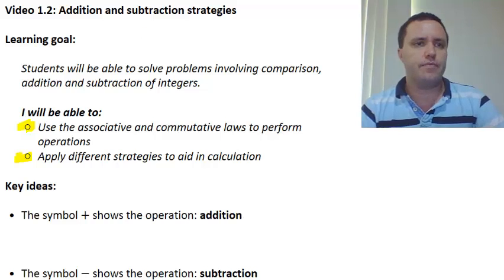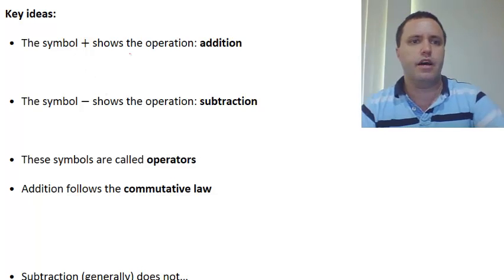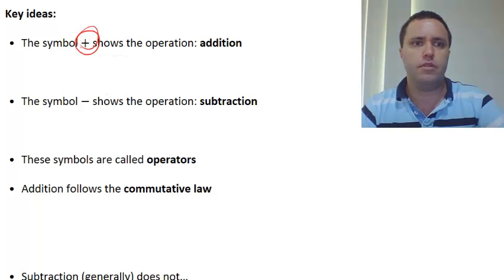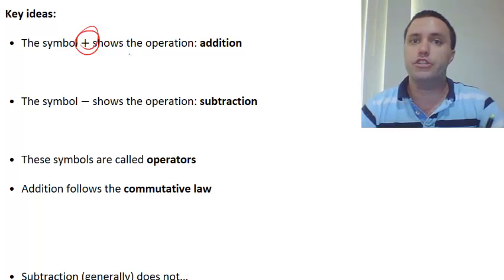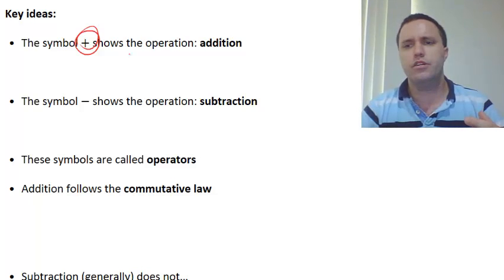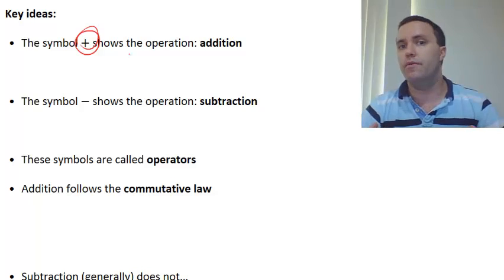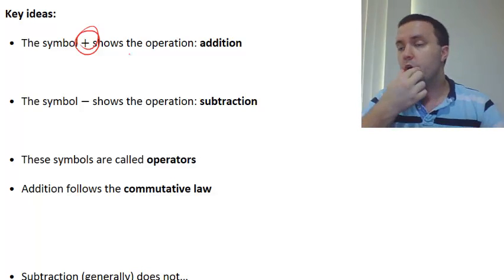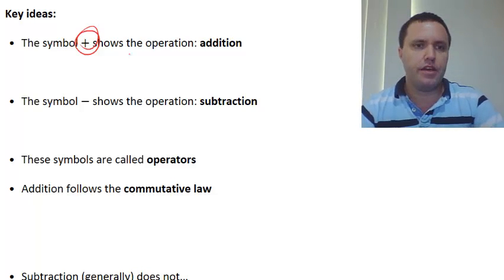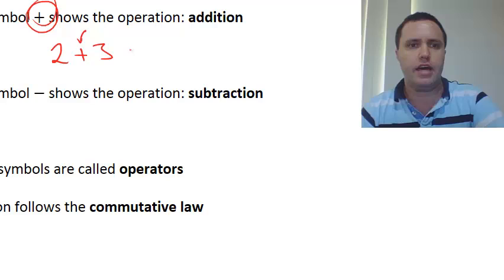Okay, a couple of key ideas for us to look at. So firstly, unsurprisingly, the plus sign shows the operation addition. I'm going to be referring to these as operators and operations because I really want to use the proper mathematical terminology so you don't have to learn the real words for it later on in your maths career. So addition means that we get two numbers and we sum them together. This operator tells us that we are adding these two numbers together. 2 plus another 3 is 5.